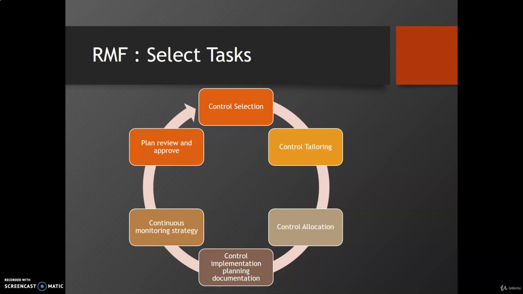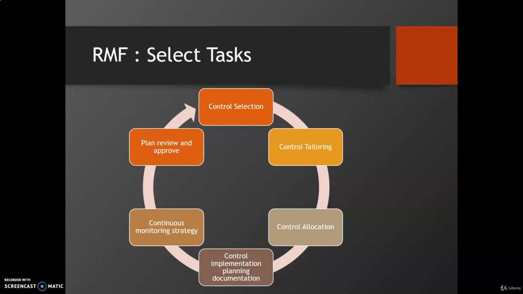In this situation, it may be more efficient and cost effective for an organization to select a specific set of controls for the system. So this is what we are doing in our first task for Select, that is control selection. Once we select the controls on the basis of the approach we have chosen, we go for control tailoring.